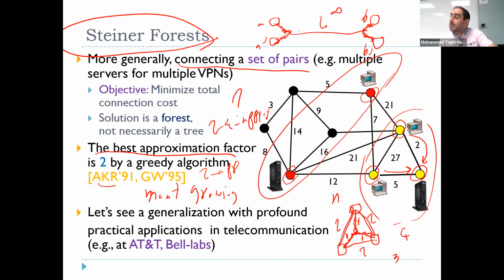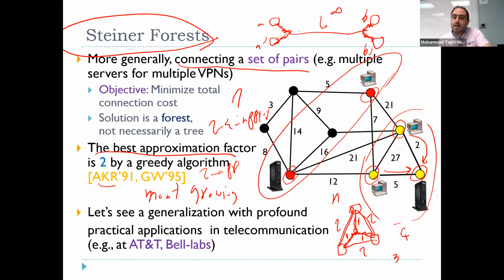Not that greedy algorithm. There is no such thing. This greedy algorithm is a bit of a generalization. It is moat growing. This moat growing for a Steiner tree would be exactly that spanning tree algorithm. So that would give you two, right? That would be two. Yeah.